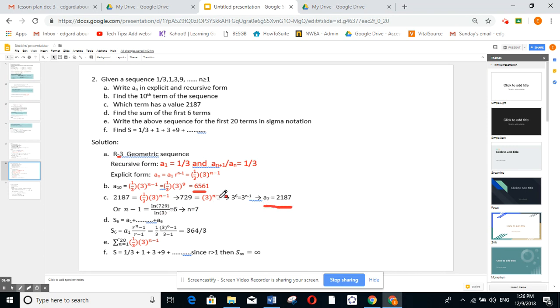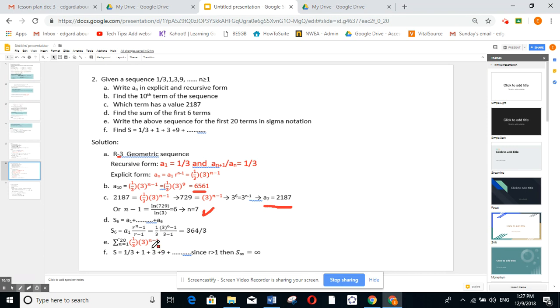Or you can use logarithms. n minus 1 equals ln 2187 over ln 3, which is 6. So if you take the 1 to the other side, n is 7. They want us to find the sum of the first 6 terms. So for the sum of the first 6 terms, there's a formula: a1 times (r to the power n minus 1) over r minus 1. a1 is 1 over 3, r is 3, to the power 6. You do it, you find it.